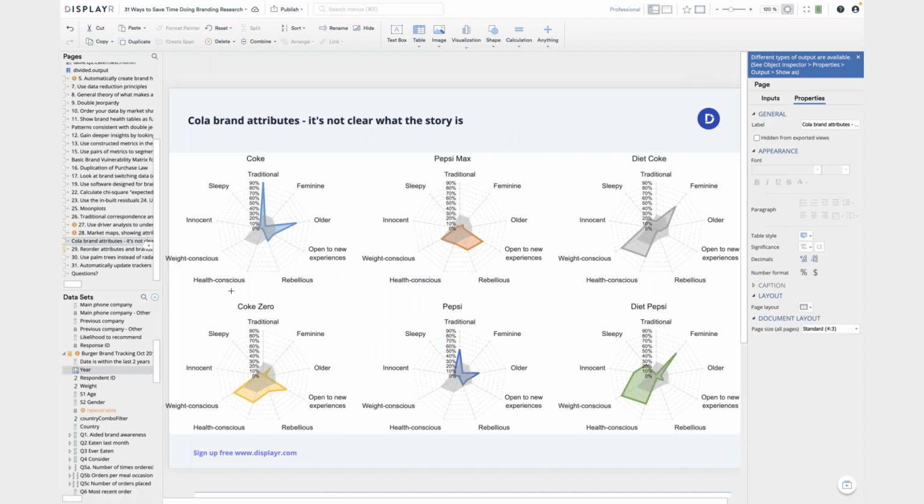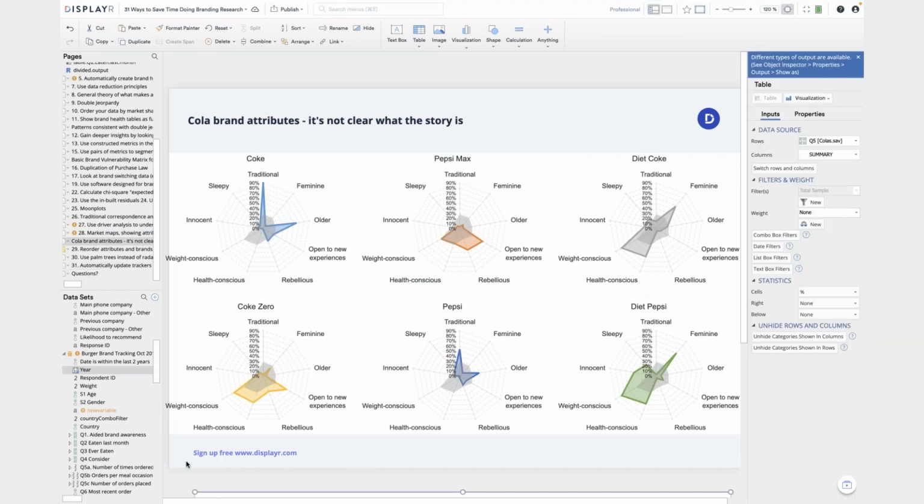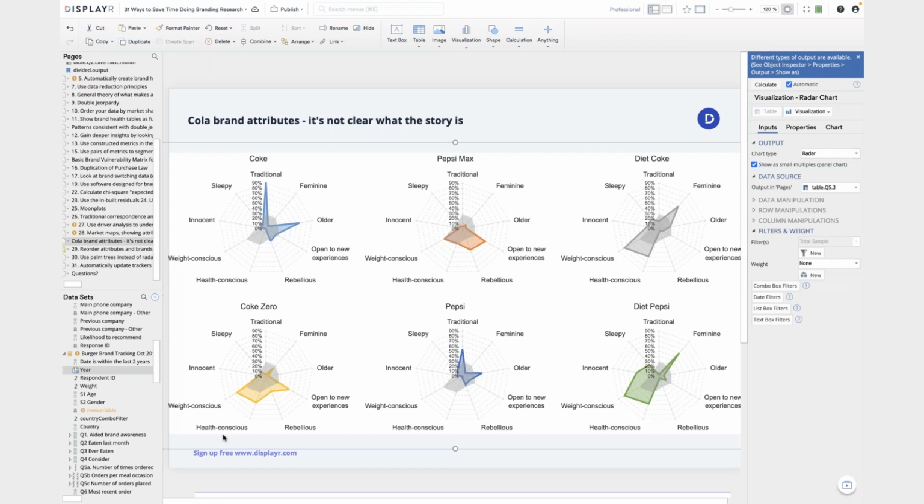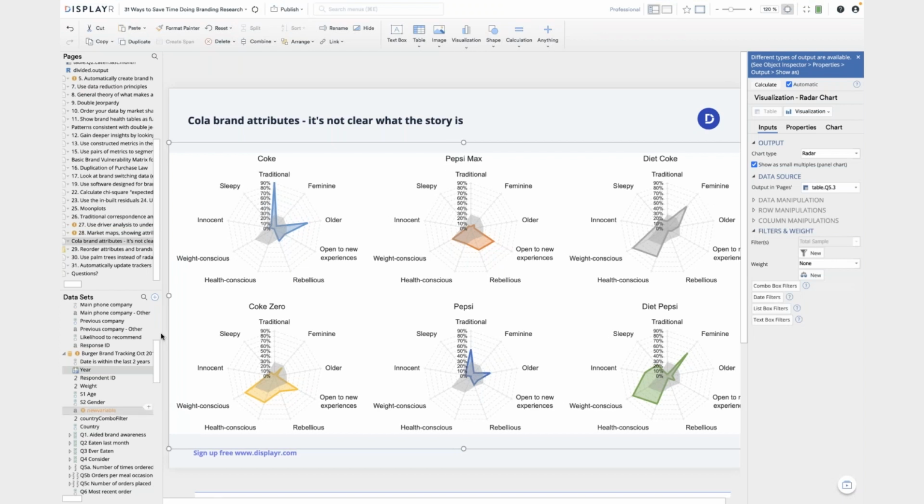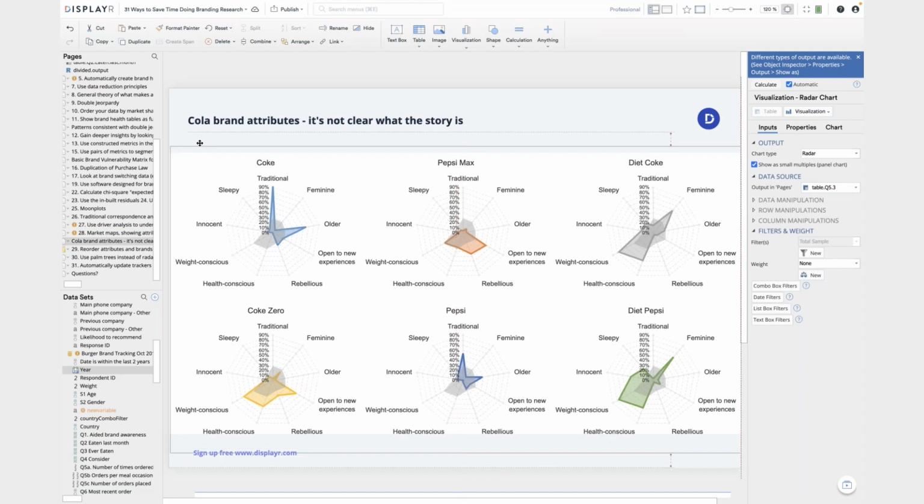It's often useful. Let me just resize this. It's often useful to use radar charts to summarize brand associations. Now, some of you will be thinking radar charts are terrible charts. You should never use them.